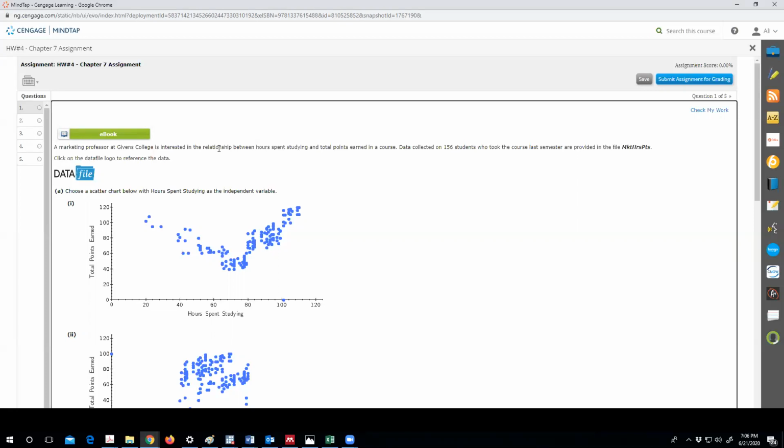So this professor is trying to say how the hours spent studying affect the total points earned. He probably asked the students how many hours they studied before the exam, and then he matched that answer to their actual score in the exam. So he has 2 variables, X and Y. In this kind of study, we try to see the effect of one thing on another. Here the professor is trying to study how the hours of studying affect the total points.